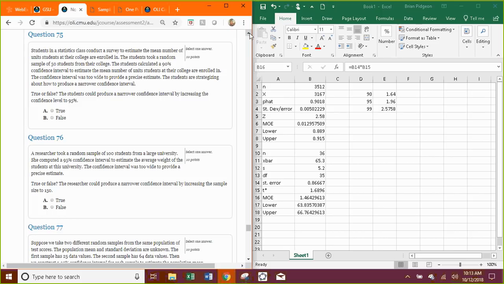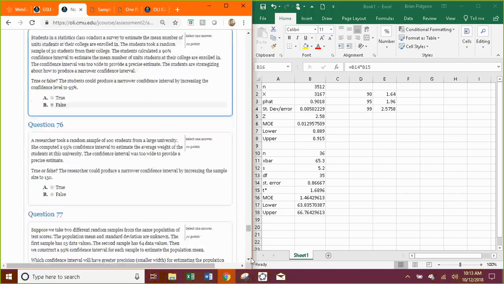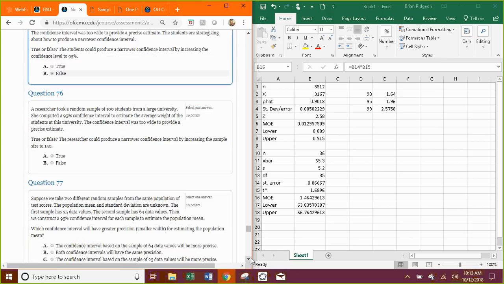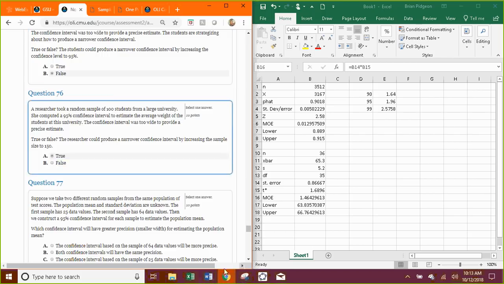The students could produce a narrower confidence interval by increasing the confidence level. False. That makes a wider confidence interval. So increasing the confidence level widens the interval, and increasing the sample size narrows the interval. 76. The researcher could produce a narrower confidence interval by increasing the sample size. True.